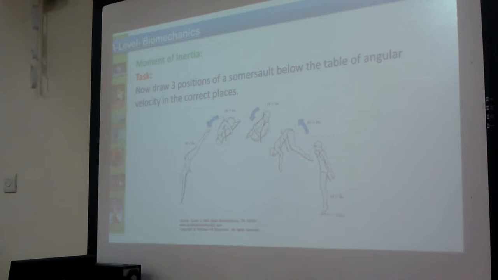And then here, they're going at 24 radians per second. Therefore, what kind of body position would they be in? Just a quick little diagram underneath that diagram that you did. All right, guys. Thank you.